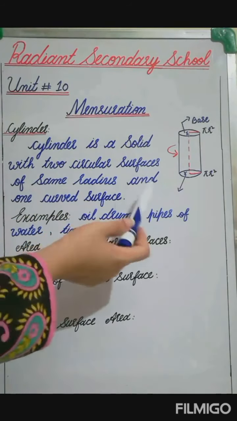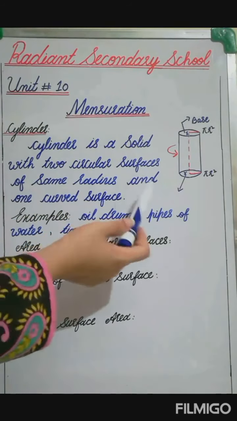A radius is a straight line from the center of a circle to the circumference of the circle, and the distance between the two parallel circular surfaces is known as its height, and its round surface is known as its curved surface. And the lower or upper circular top of the cylinder is known as its base.